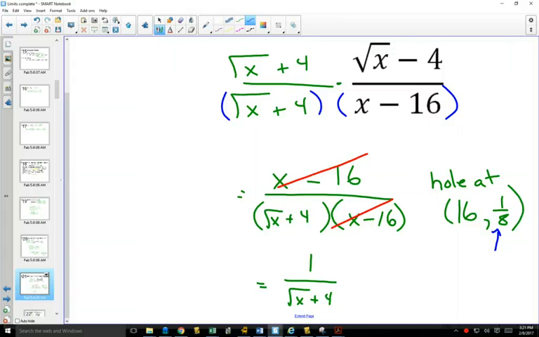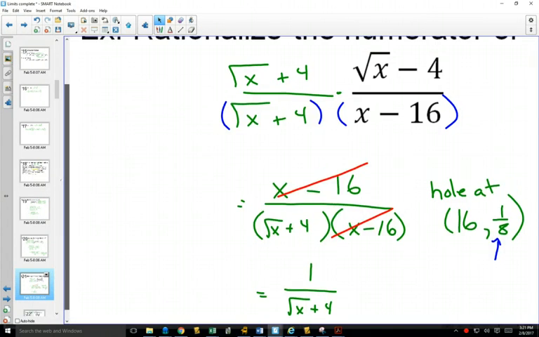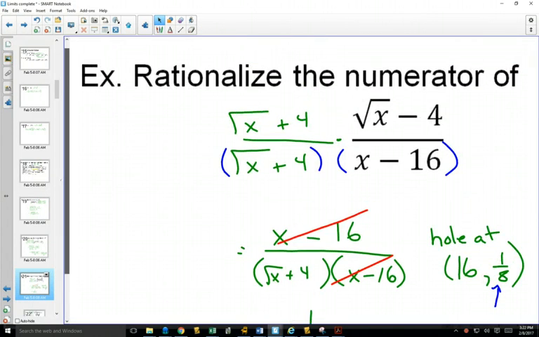This one in particular is going to be one that we do with limits, because we're going to be asking, what happens to this equation when x gets really close to 16? Because 16 is a non-permissible value. And we're going to find out when x gets really close to 16, y gets really close to 1/8, because that's that hole in that graph.